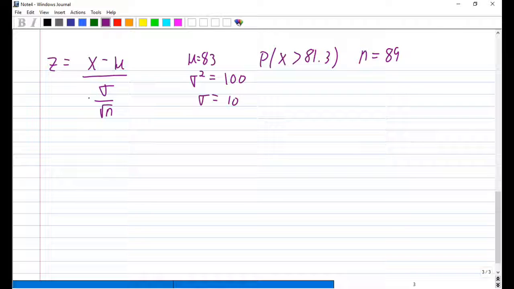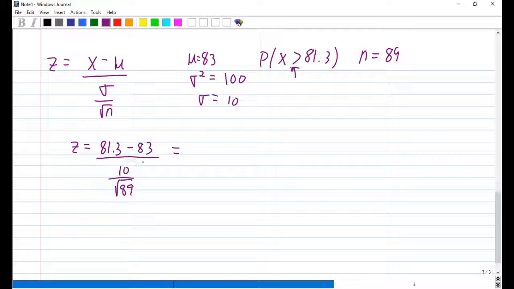Okay, so we're going to plug everything in, and it was a greater than, right? It was a greater than problem, so we're going to say 1 minus the area we get after we plug everything in. So I get 81.3 minus 83 all over 10 divided by the square root of 89. It's important that you use your calculator correctly so that you can get the right answer, of course. If you use your calculator correctly and you round this to 2 places, you should get negative 1.60. So I would plug that in your calculator and make sure that you get that.